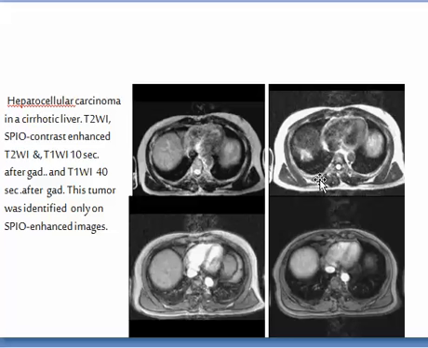It's only appearing in this one with contrast. T1 weighted images. The tumor was identified only in that paramagnetic contrast agent, while in T1 weighted images it's not seen.